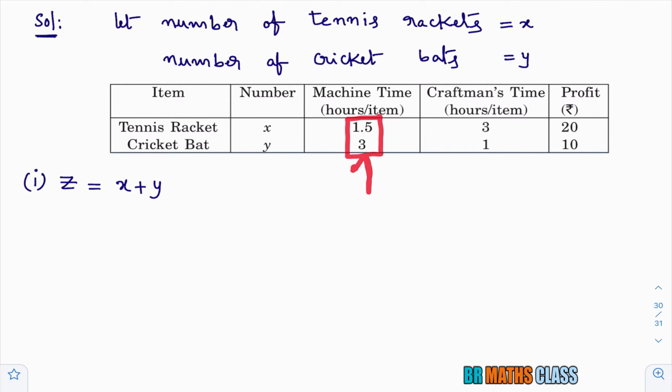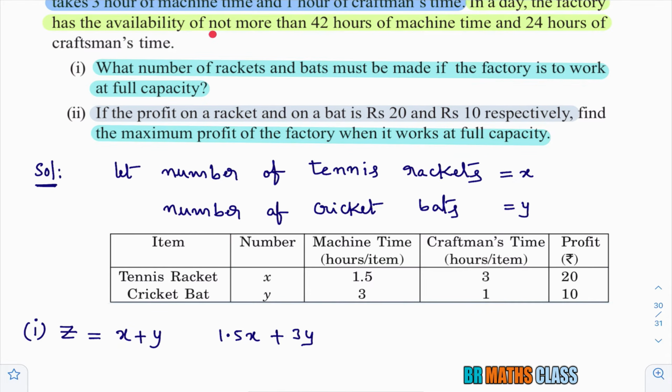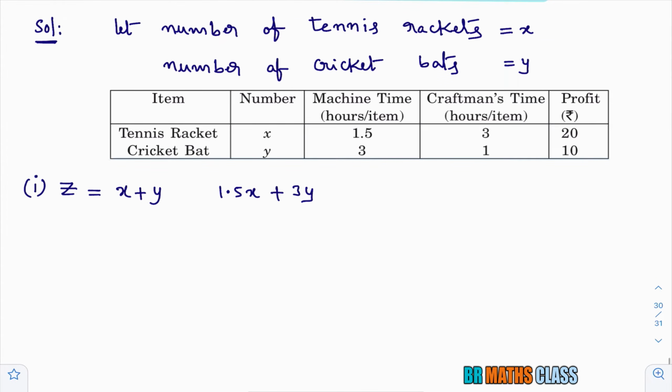In the question they have given that in a day the machine is not available for more than 42 hours. So I'll write the machine availability as 1.5 into x plus 3 into y. They mention that the availability of machine time is not more than 42 hours. Not more than 42 hours means less than or equal to 42. So the availability of machine time in a day is less than or equal to 42 hours. This is the constraint related to machine time.